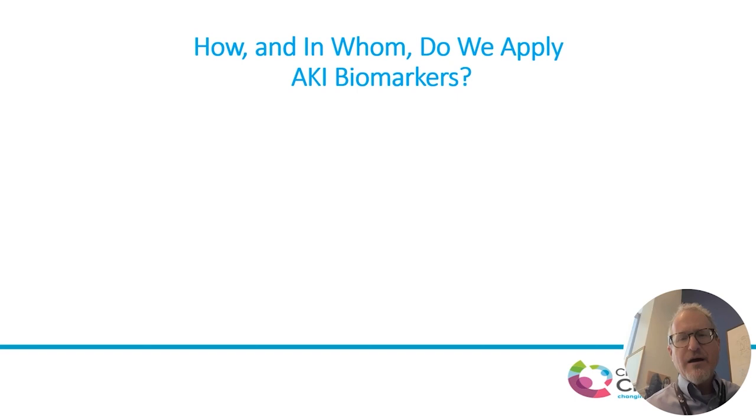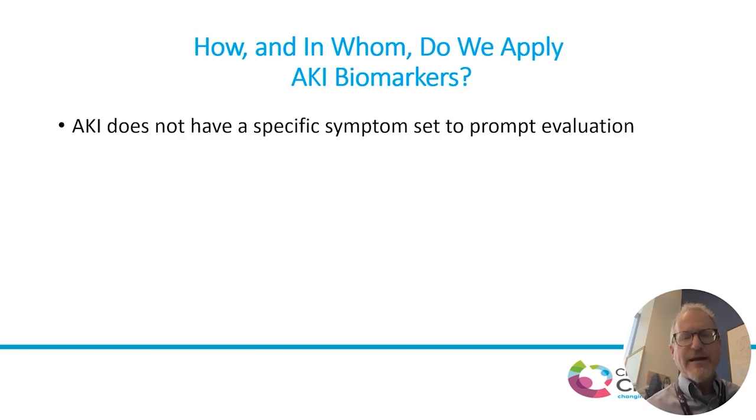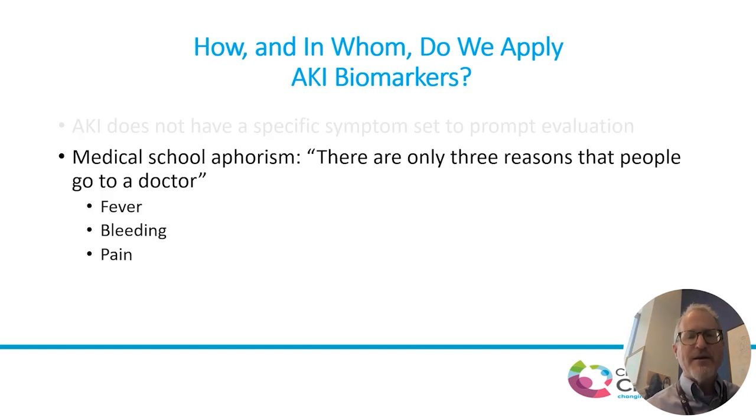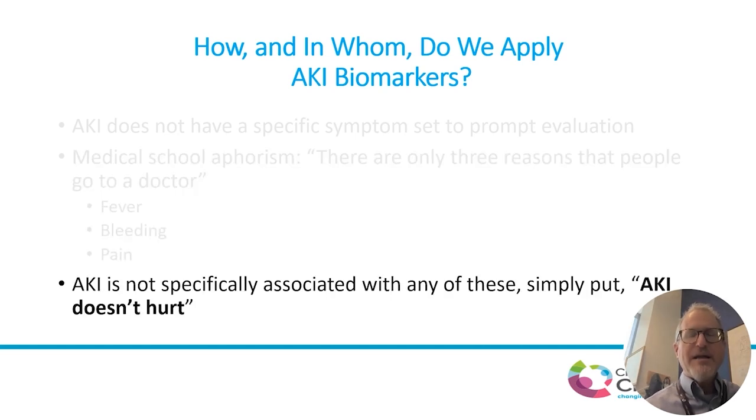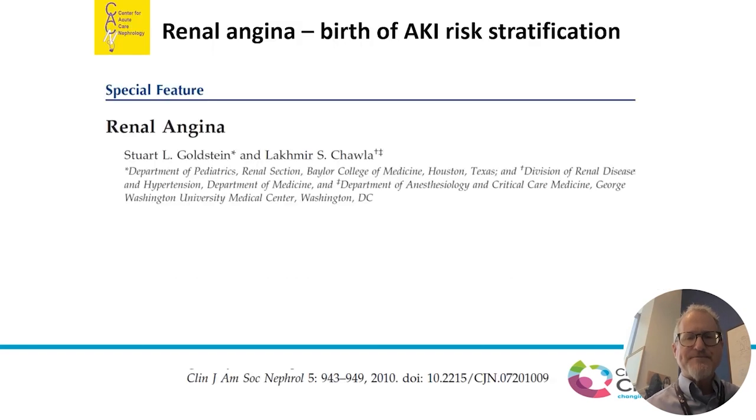So how do we apply, and in whom do we apply AKI biomarkers? Well, the problem is AKI doesn't have a specific symptom set to prompt evaluation. I learned on the first day of med school that there are only 3 reasons people go to a doctor. They have fever, they're bleeding, or they're in pain. But AKI doesn't really hurt unless you have a kidney stone or pyelonephritis, but patients in the ICU are not telling you, my kidney is hurting. So how do we use a biomarker? How do we direct biomarker assessment?